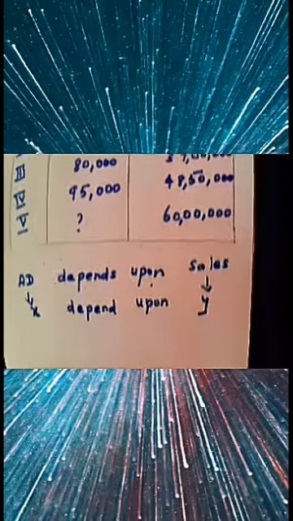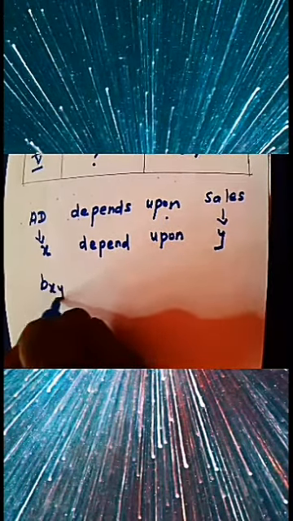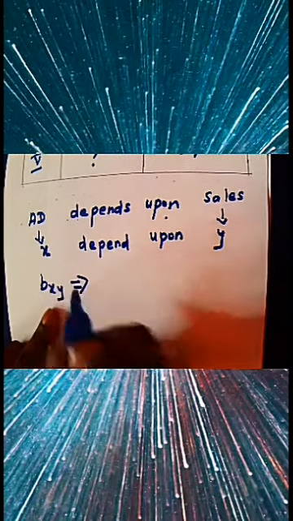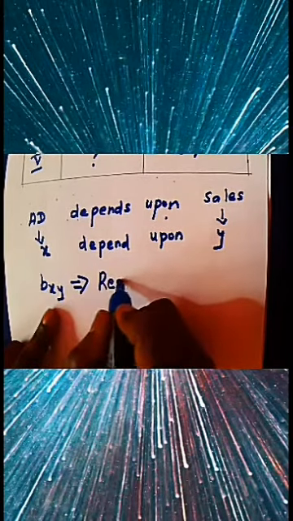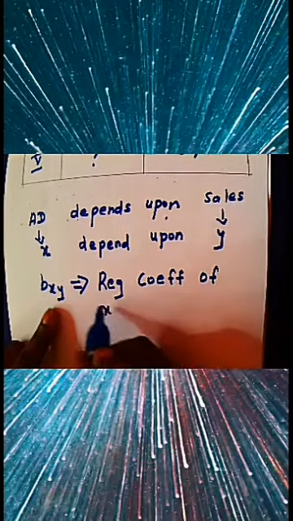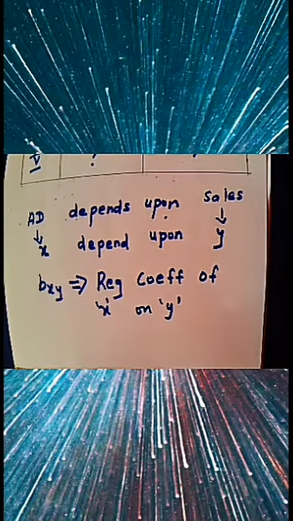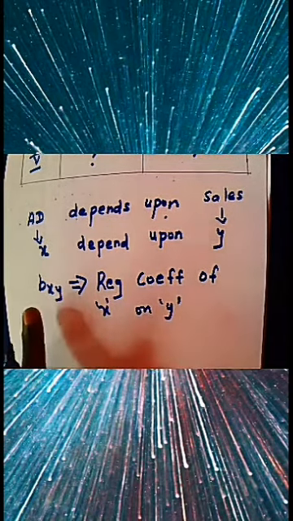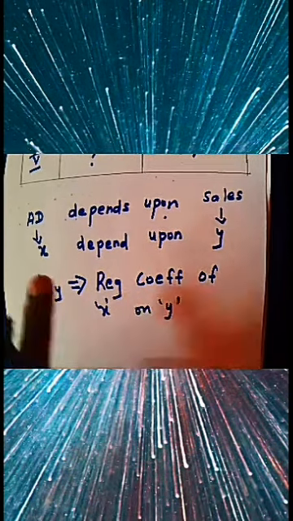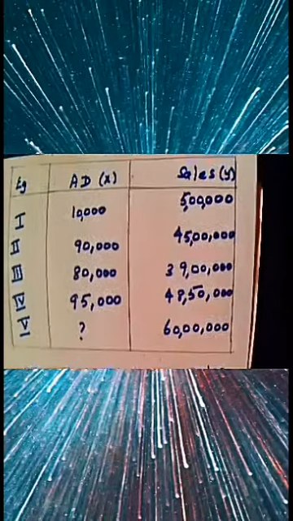I can write this as BXY, X dependent on Y. This BXY is nothing but the regression coefficient of X on Y. BXY is a regression coefficient of X on Y, where X is depending on the Y variable. You can have a look.